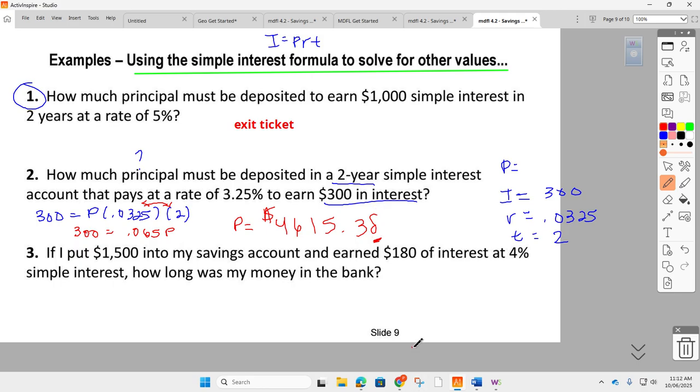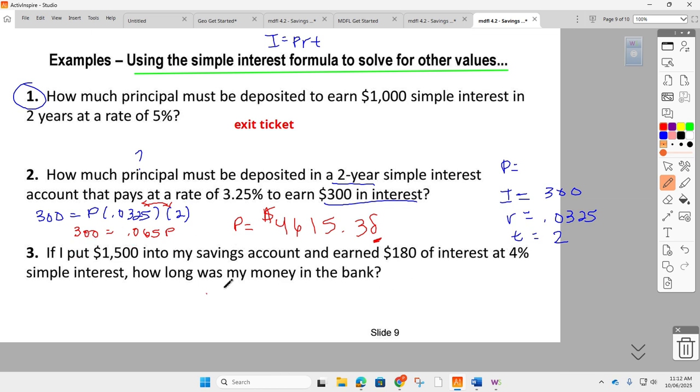If I put $1,500 into my account and earn $180 of interest at 4% interest, how long was my money in the bank? I can't help you. Can you talk to me right now, buddy? Go check. All right. If I put $1,500 in my account, so we need to, how long?